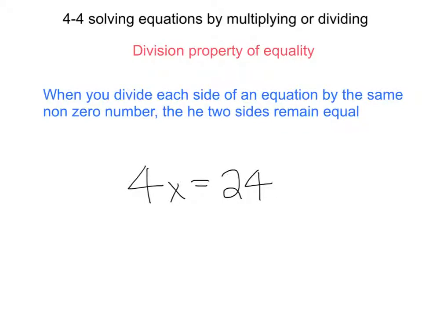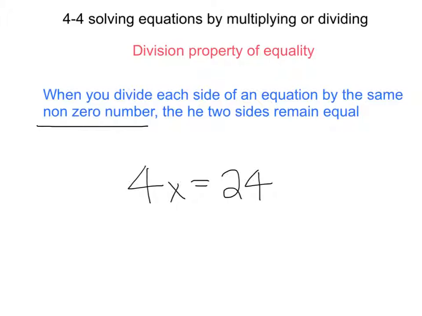Lesson 4-4, Solving Equations with Multiplying or Dividing. You can solve equations with multiplying or dividing by using the division property of equality. This is when you divide each side of an equation by the same non-zero number and the two sides remain equal.